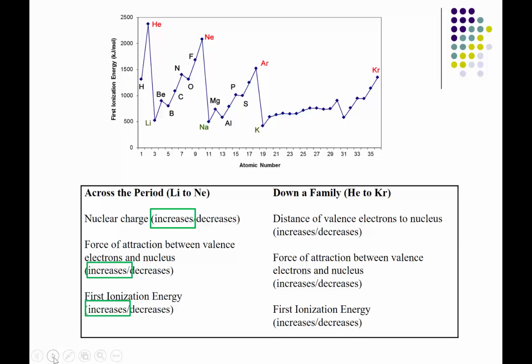Going down the periodic table, the first thing that you should be looking at is the distance of the valence electrons to the nucleus. And of course, the distance gets greater. The valence electrons are further from the nucleus. The force of attraction, of course, will go down. If the force of attraction is less, it should be easier to remove the electron. The first ionization energy will decrease. Now, I should make a comment why we say first ionization energy.